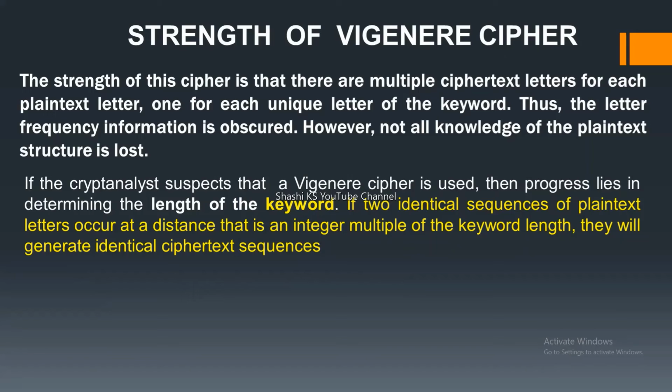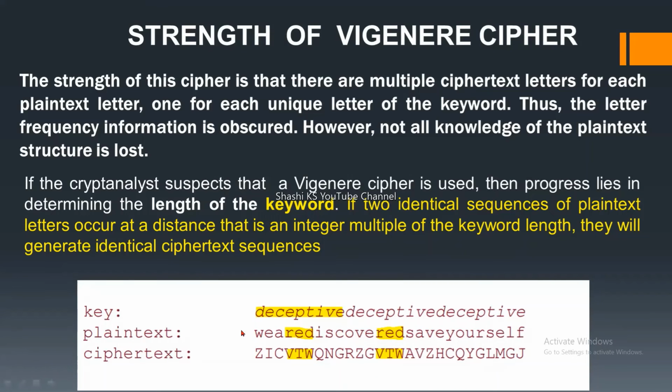One useful insight is, if two identical sequences of plain text appear at a distance which is an integer multiple of the keyword length, then they will generate identical ciphertext sequences. Say, consider this example. Here in the plain text, you have the letters RED. The sequence RED appears at a distance of 9 again. Thus that sequence RED in the plain text produces the same ciphertext sequence VTW, and each further occurrence of RED also produces the same ciphertext sequence VTW.